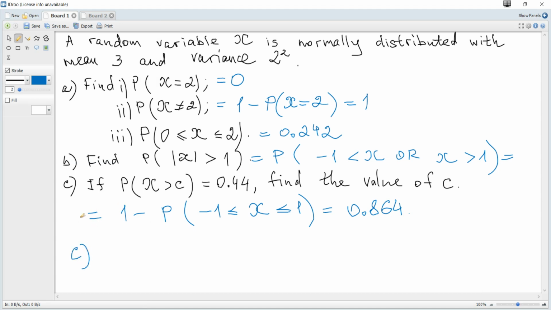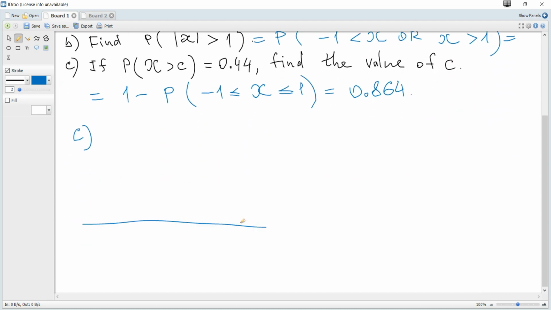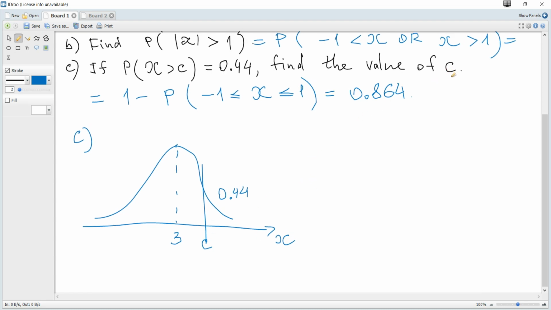C. If probability that x is greater than some value c is 0.44, and we know the probability is area, so area to the right is 0.44. It's to the right from the mean, because mean divides into two equal areas, equal regions, and we need a value of this.